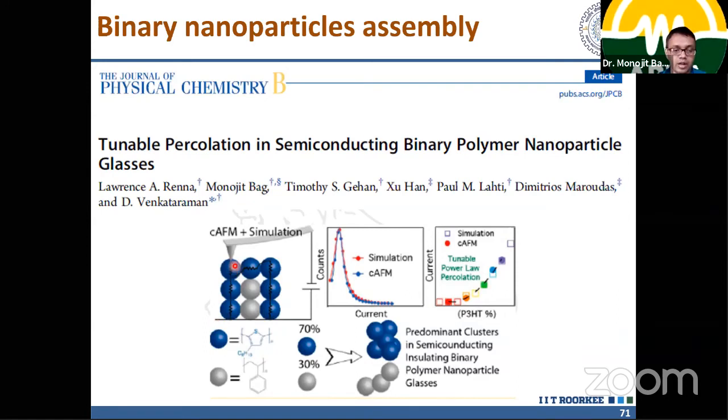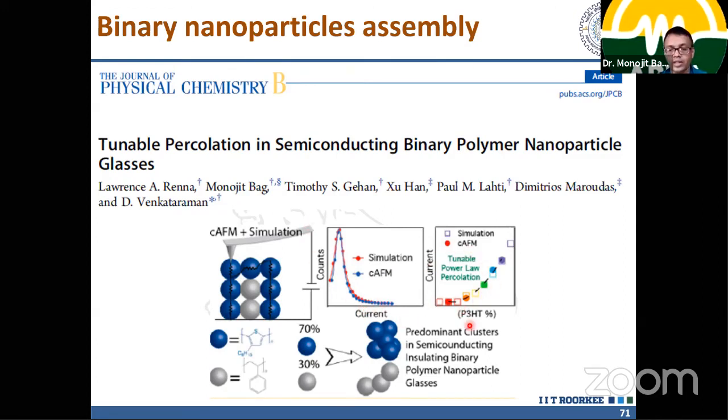This current can travel through this path or it can travel through this path. So you get an envelope of current with a different data. And you can see this is one particular composition where your simulated AFM current and the measured AFM current match quite well.